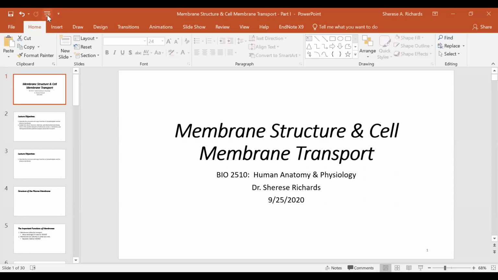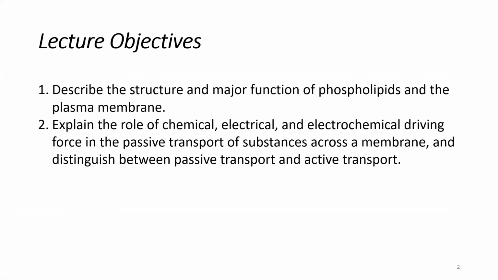Structure and cell membrane transport. So this is where I was speaking about chapter 2. One of the topics here is a review of the cell membrane structure, specifically objective 1: describe the structure and major function of phospholipids and the plasma membrane.